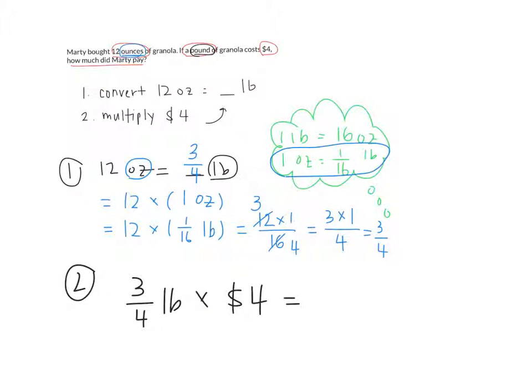Okay? So that's 3/4 times 4, or 3 times 4, all over 4. What do you guys notice? 4 and 4 are both divisible by? 4. Let's do that. Let's simplify. 4 divided by 4 is 1. So I have 3 times 1 all over 1, or 3. What should my units be? The question's asking how much did Marty pay? What are my units? Dollars.